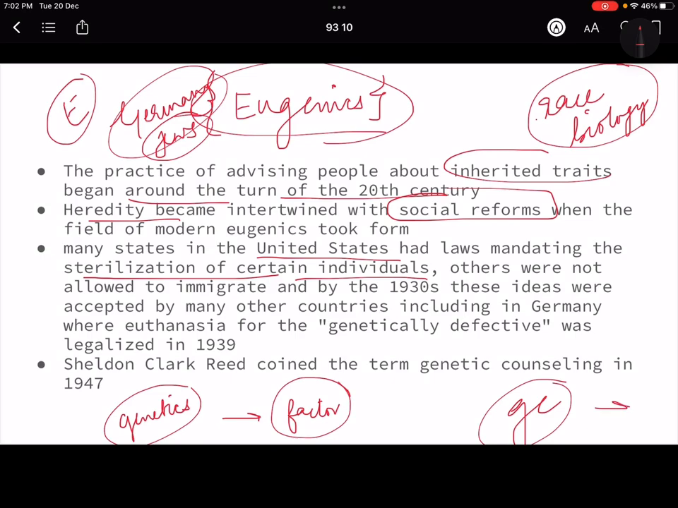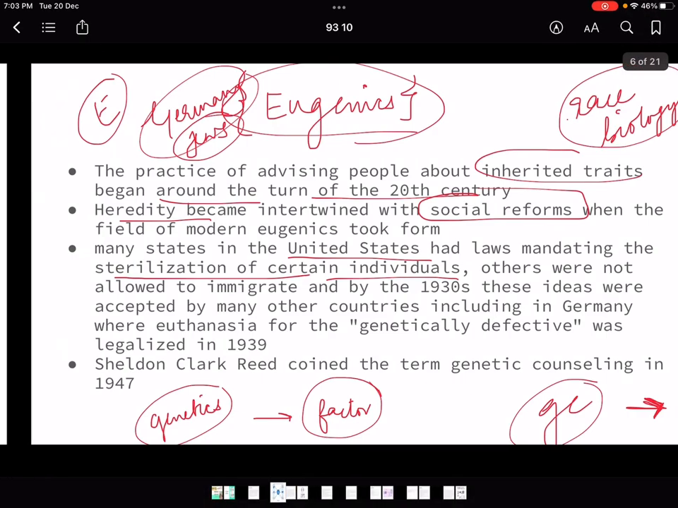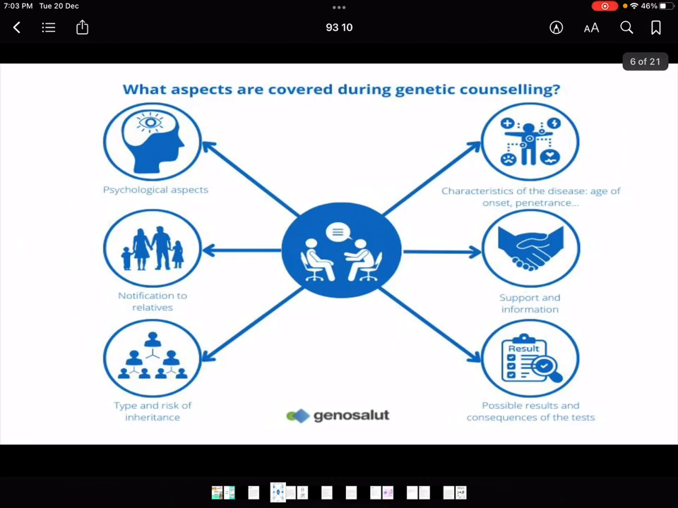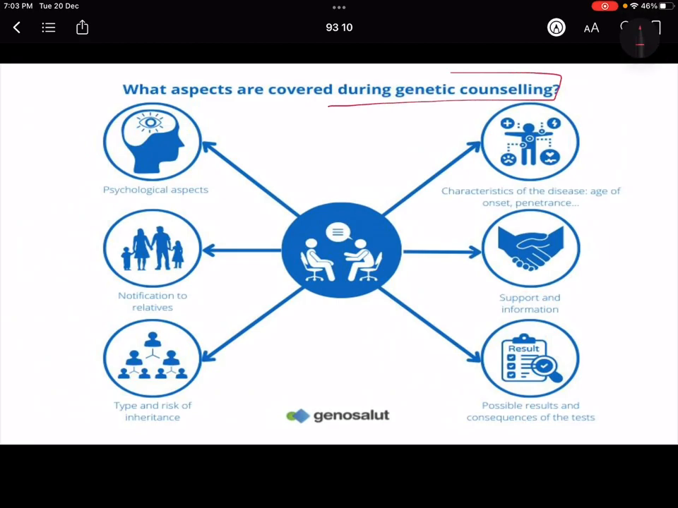So because of that, you are trying to save a person's life from that drudgery also. So these are the certain issues for which people go for genetic counseling. Okay, so we have understood the concept. Now what aspects are covered during the genetic counseling?